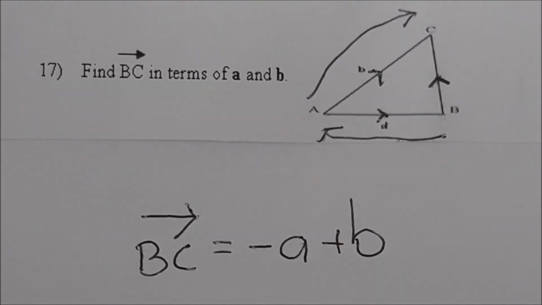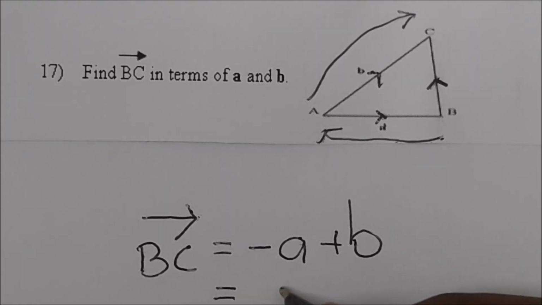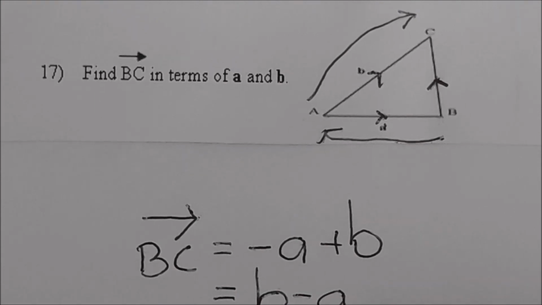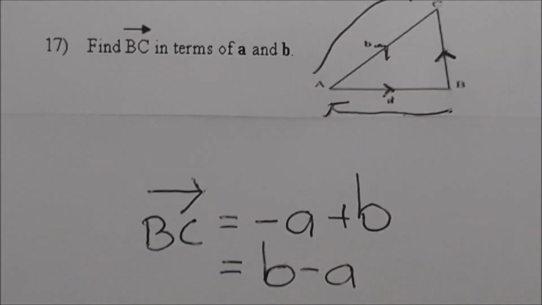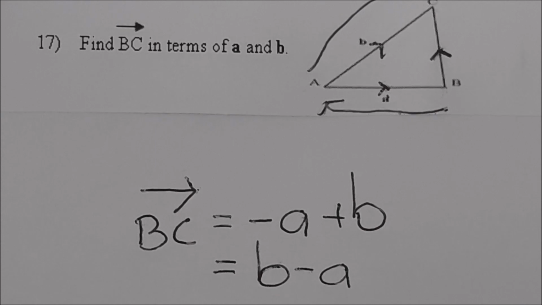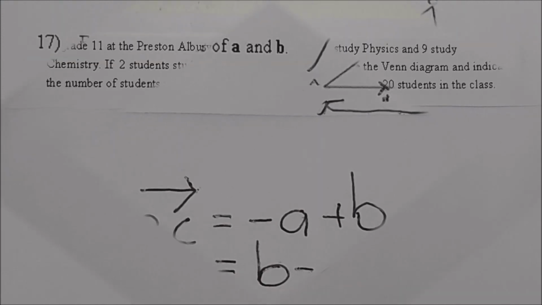Now that's correct, but we can change the answer. We want to put the positive to the front. So put B minus A. That means the same thing. Okay, so vector BC is minus A plus B because you're traveling to the left and then you're traveling up to C. So it's minus A plus B, and that's B minus A.